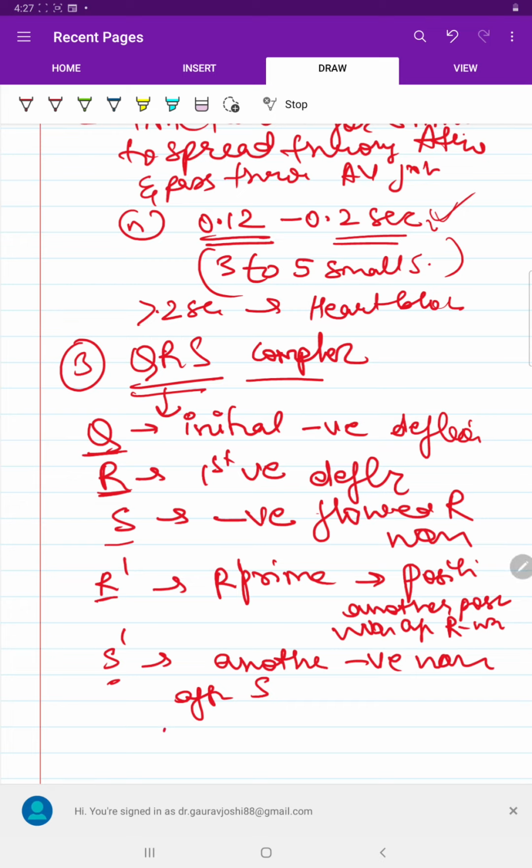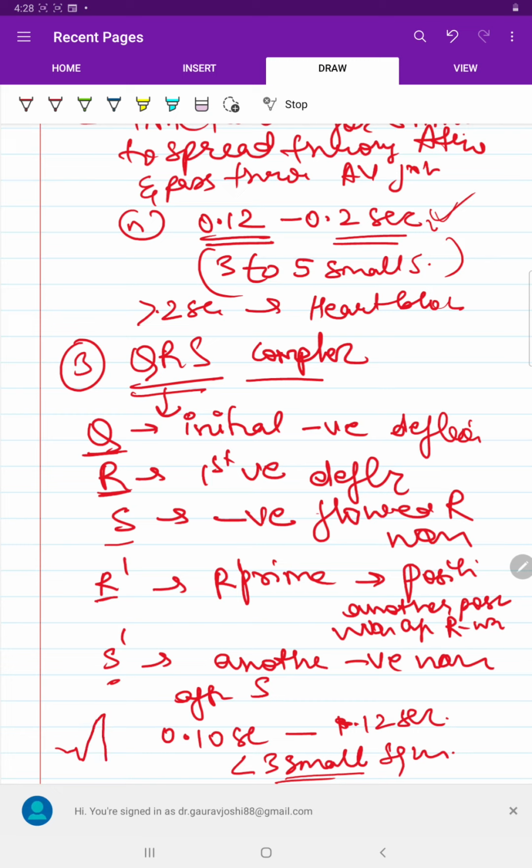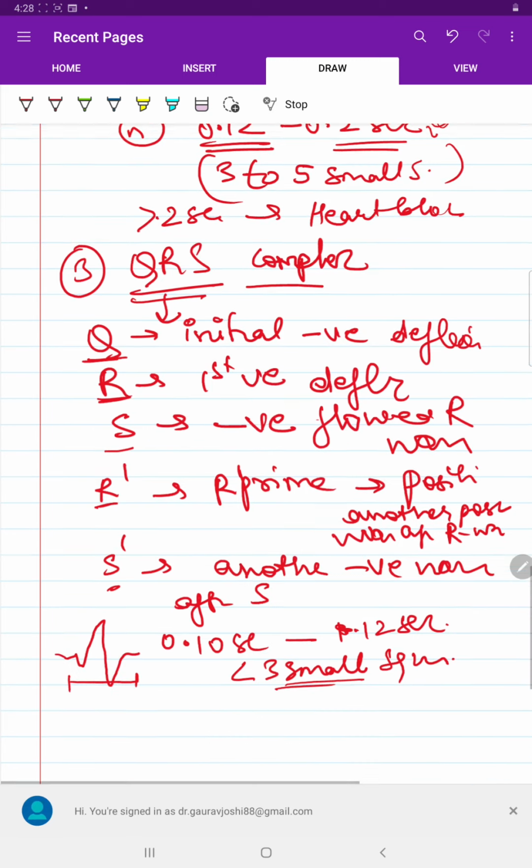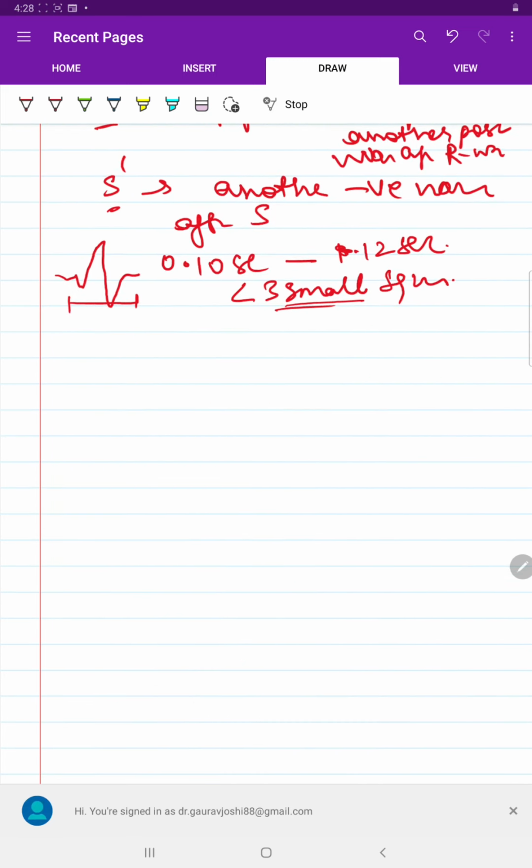The normal duration of QRS is 0.1 to 0.12 second, so we can say it is less than 3 small squares. Understood? If the QRS has an initial negative deflection, then positive, and then S negative, its duration must be less than 3 small squares. If there is more than 3, then there will be chances of hypertrophy.